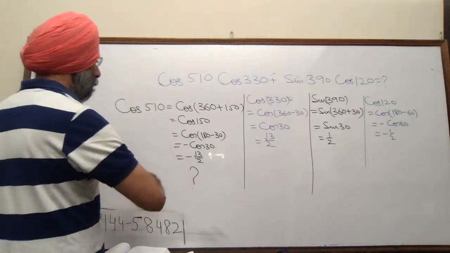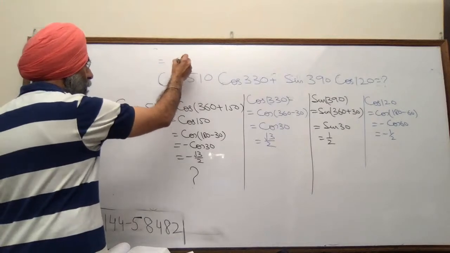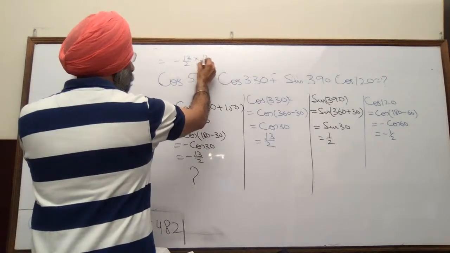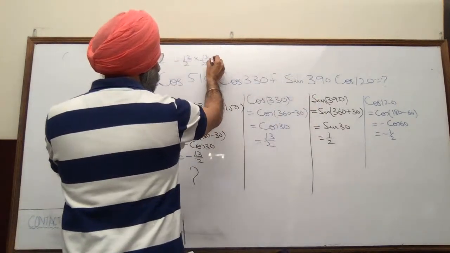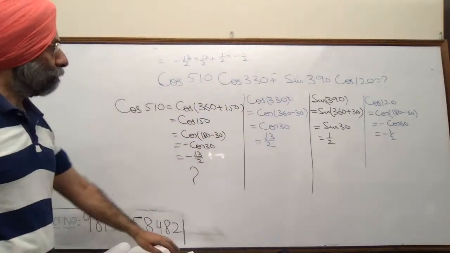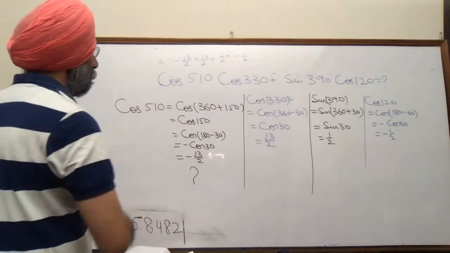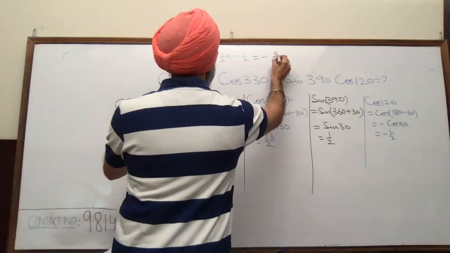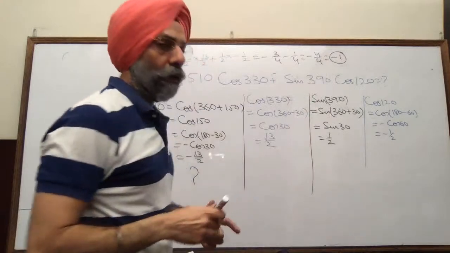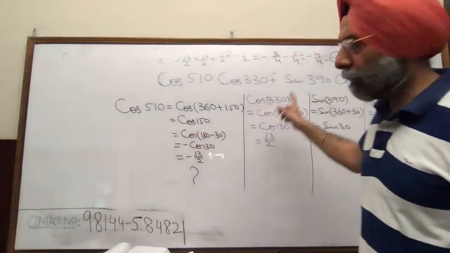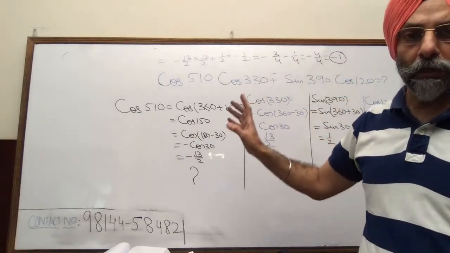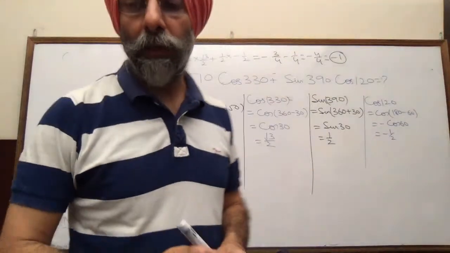Now, when you substitute the values here, it is cos of 510, minus root 3 by 2, into root 3 by 2, sine 390 is half, into minus half. So that means it comes out to be minus 3 by 4 minus 1 by 4, which is minus 4 by 4, which is minus 1. So what is the exact answer to this question? It is minus 1 here. Now listen.